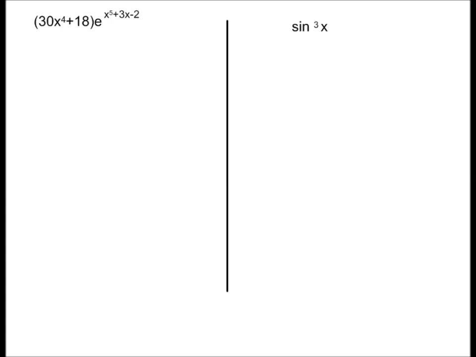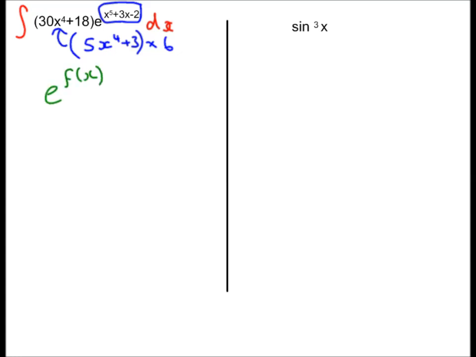Let's have a look at the next sort. So we want to integrate our 30x to the power 4 plus 18 times e to the power x to the power 5 plus 3x. Well, the key thing here is to spot that if I differentiate this, I'm going to get x to the power 4 times 5 plus 3. And if I times this by 6, I get the bracket here. So this is the form e to the power f of x times f dash of x.